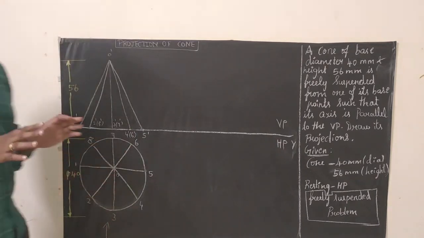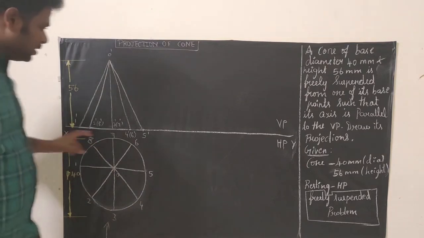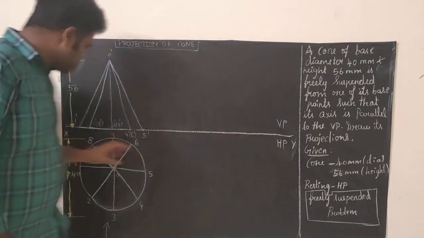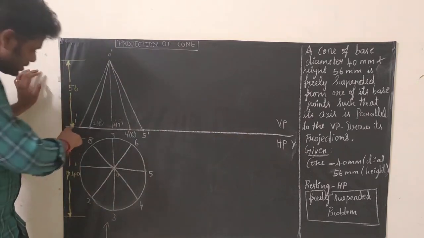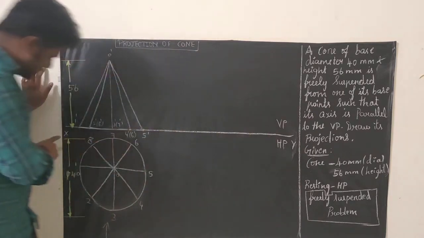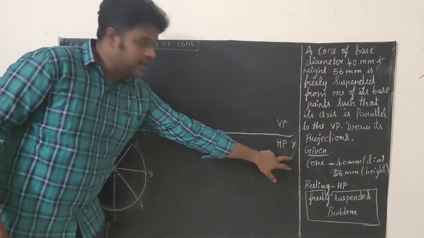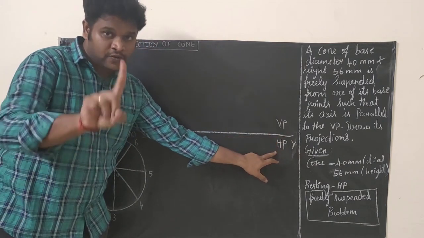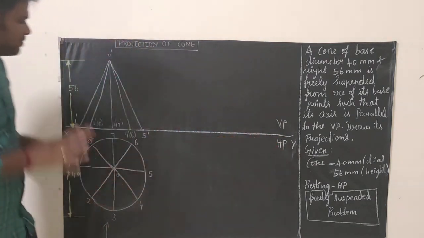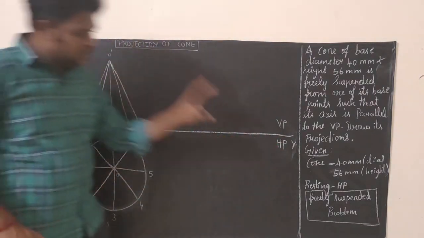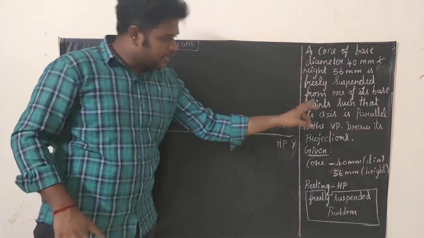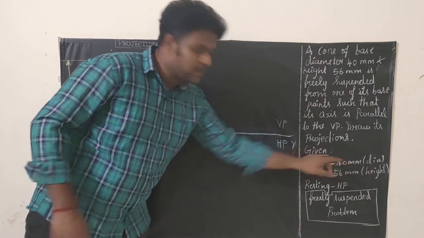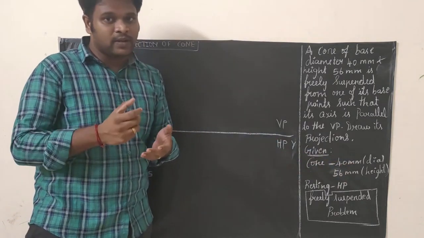Initially, what we need to do is draw a reference line. This is called the reference line XY. First step is to draw a reference line X, Y, and write VP, HP. Second step is we are going to draw the base diagram. In our case, the solid is a cone, so the base diagram will be a circle. What they gave is a circle having a diameter of 40 mm, so the radius will be 20 mm.